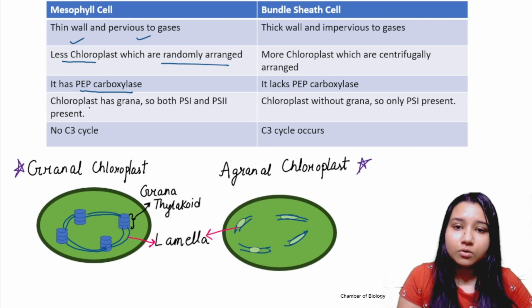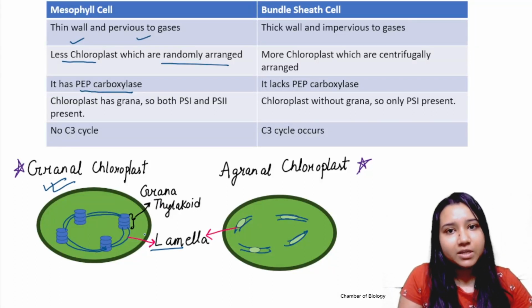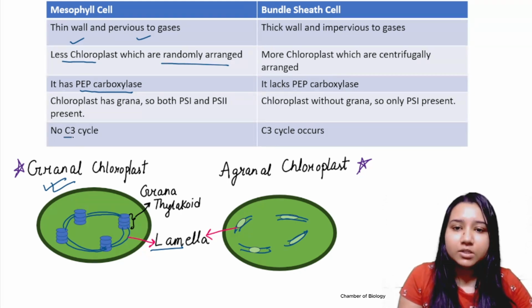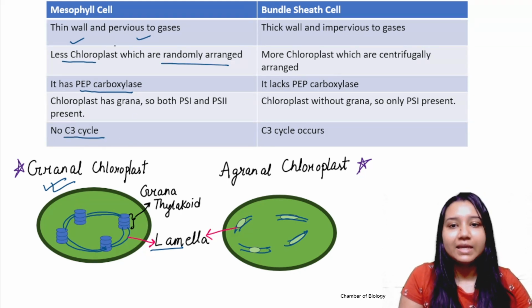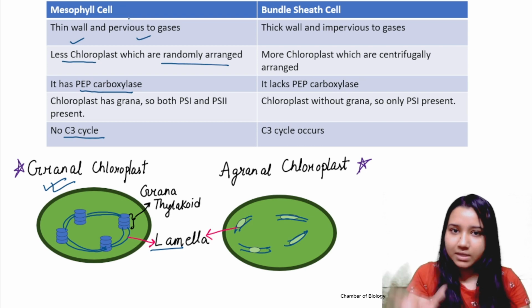So there is also chloroplast which has grana. We know that a granal chloroplast has grana thylakoid and also stroma thylakoid, that is the lamellae. So both PS1 and PS2 are present here. Now there is going to be no C3 cycle in the mesophyll cell. It is made in such a way.